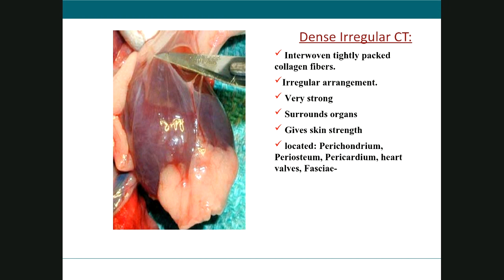It's interwoven, tightly packed collagen fibers in an irregular arrangement, and it's very strong, with pulling strength in many different directions. So we see it around our organs: the perichondrium, a thin layer around our cartilage; the periosteum, a thin layer of connective tissue around our bones; and here is the pericardium around the heart. We also see this in heart valves and fascia, which is a thin layer of this connective tissue around our muscles.